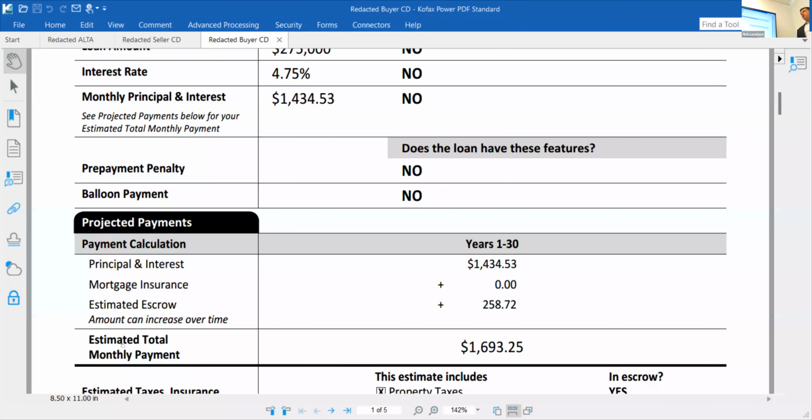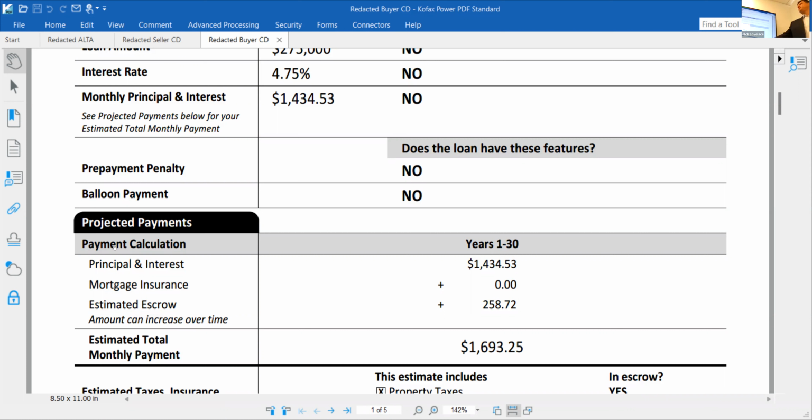What's my monthly payment? Well, the first year, it's going to be $1,693.25. That's going to include the principal and interest, plus your escrow for taxes and homeowners insurance, which people should know can change from year to year, because taxes generally increase and homeowners insurance can increase, especially if they reassess your property. And if there's mortgage insurance, that'll be on there as well.